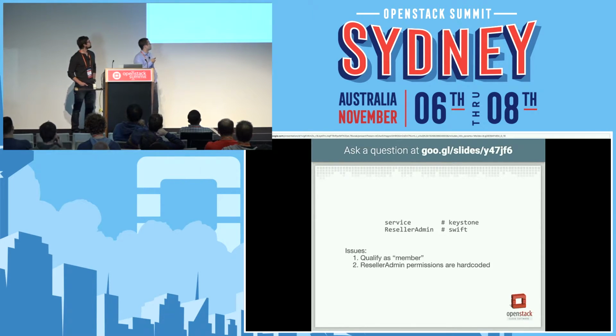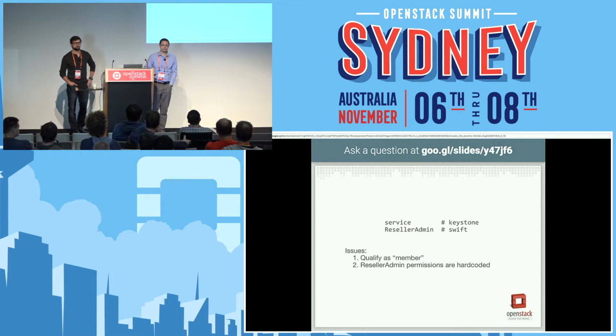The reseller admin also has the additional problem that the permissions for that are hard-coded in Swift. So I told you I don't remember exactly what it does, but I do remember that if you have the reseller admin role, the code determines what that role can do. It is not in a policy file that you can customize. So reseller admin is basically a catch-all determined for Swift. Right. Without it, you can't do anything with Swift.